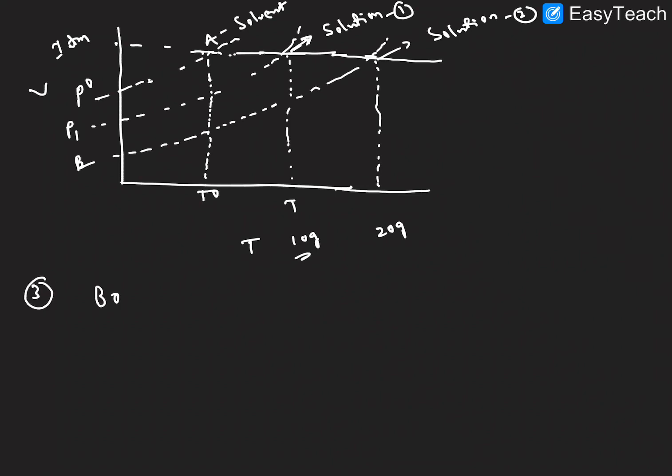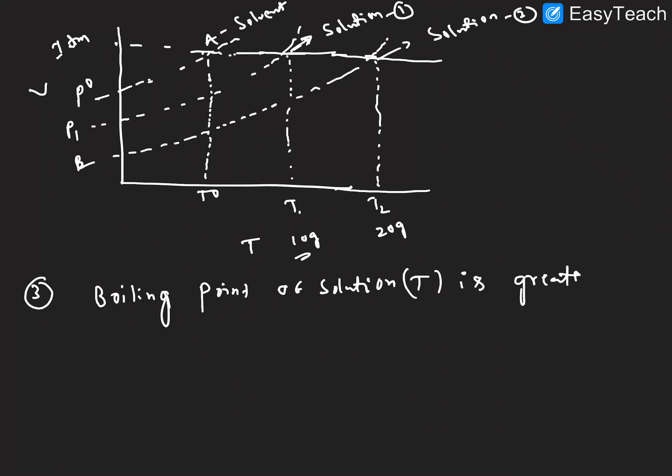Next, the third point: the boiling point of solution, that is T, T1 or T2. The T I am taking is greater than the boiling point of the pure solvent. I hope it is clear.